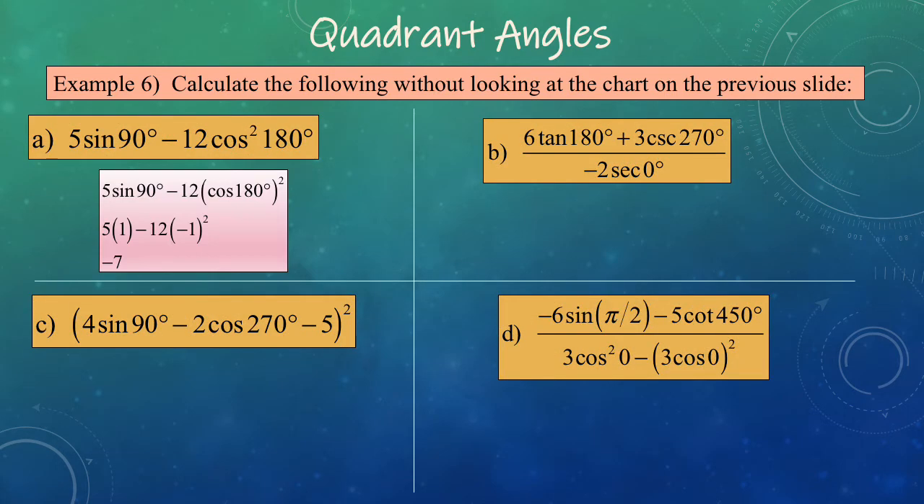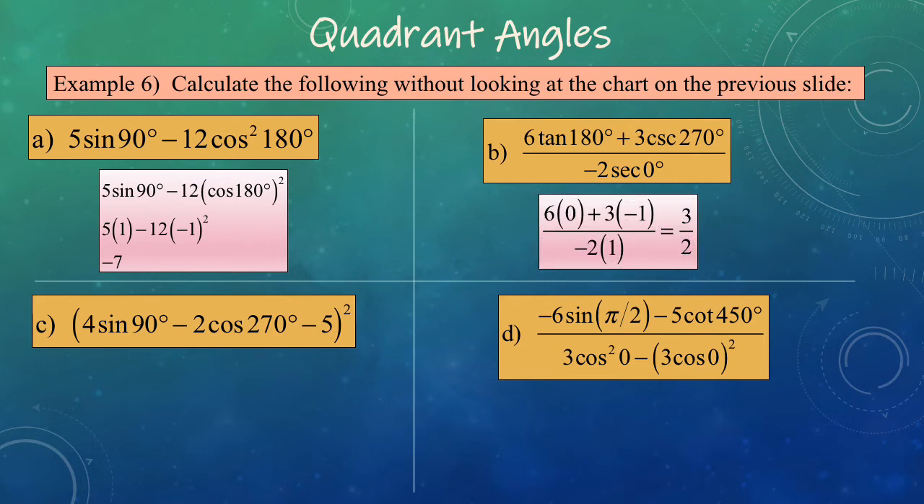A reads 5 sine of 90 degrees minus 12 cosine squared of 180 degrees. This terminology is used quite a bit. Cosine squared of 180 degrees is just a shorthand to write cosine of 180 degrees squared. So we have 5 times the sine of 90, which is 1, minus 12 times the cosine of 180 degrees, which is -1, squared. This becomes 5 minus 12, or -7.